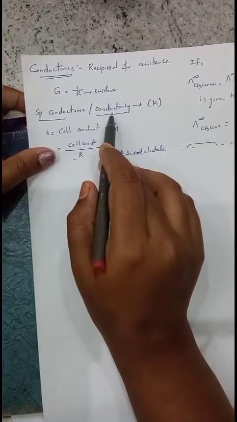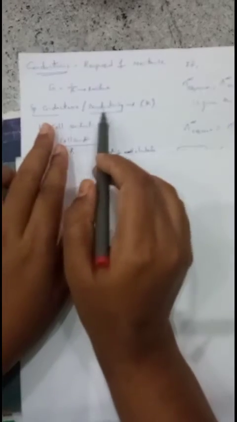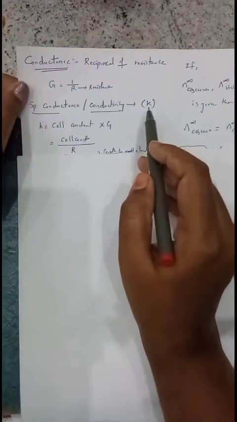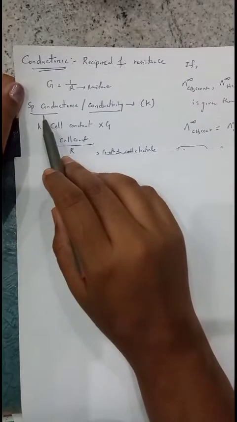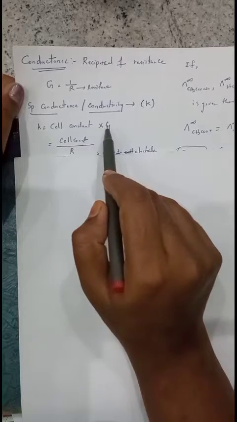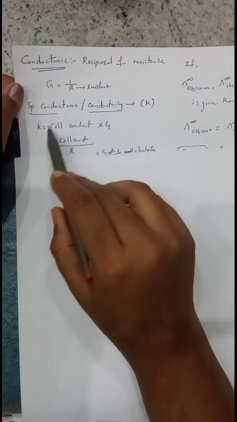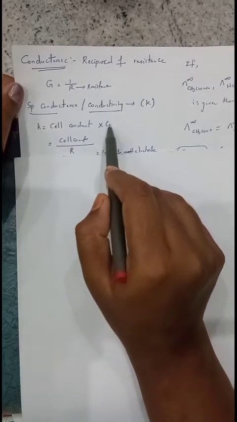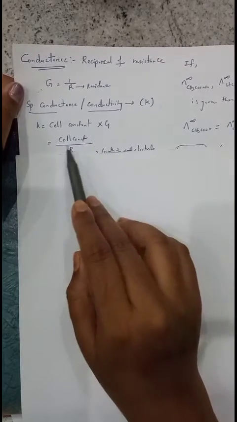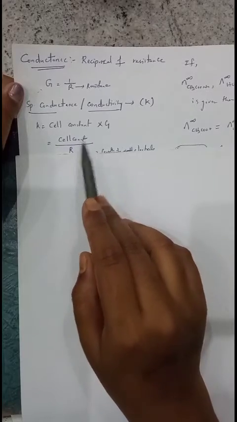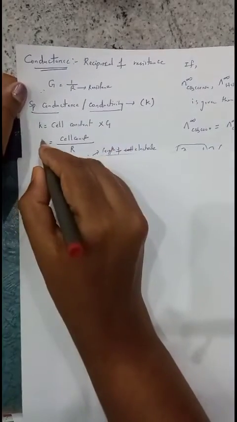Okay, next. Another one is specific conductance, which is also known as specific conductivity. It is indicated by the letter K, which is known as kappa. K equals cell constant into G. What is G? Conductance, which we know equals 1 by R. Then cell constant into 1 by R becomes cell constant divided by R. So this is the K value.